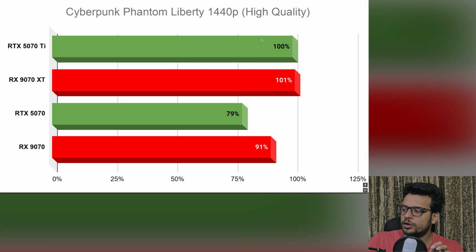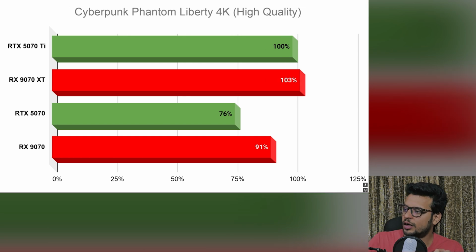Cyberpunk Phantom Liberty 1440p high quality, no ray tracing. So 9070 XT is 1% faster than the 5070 Ti and the 9070 is 12% faster than the 5070. Now we move on to the same game at 4K. The 9070 XT is 3% faster than the 5070 Ti. The 9070 is 15% faster than the 5070.